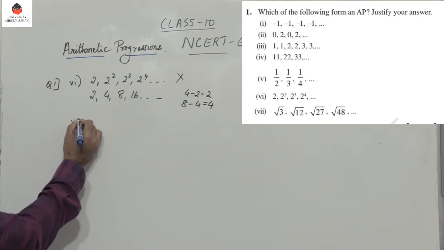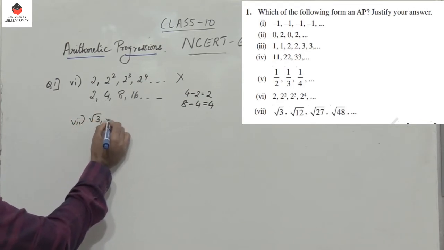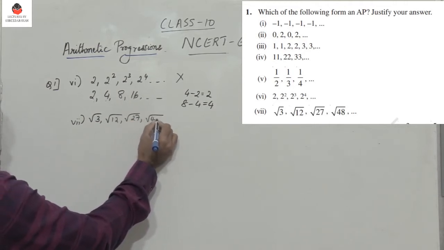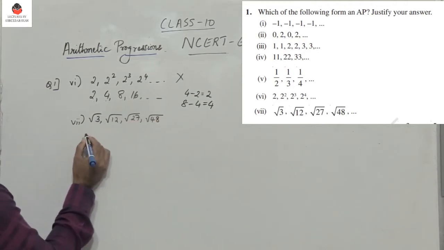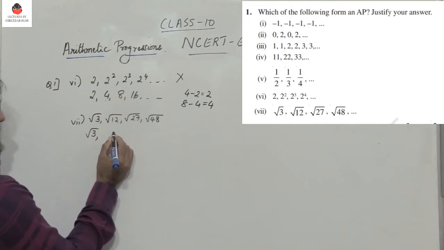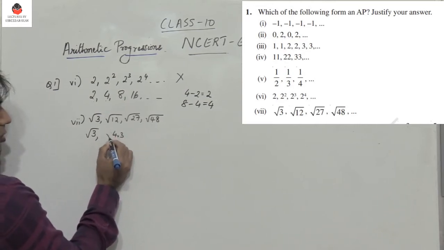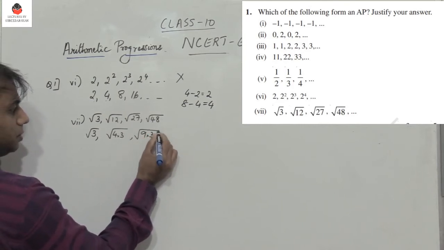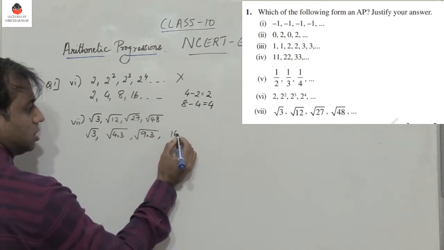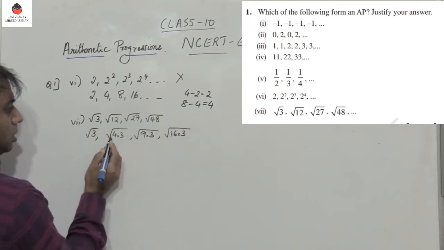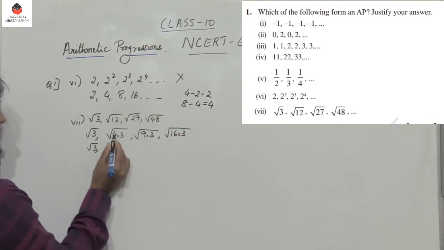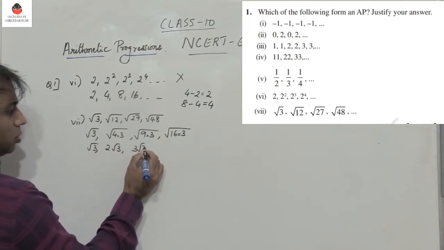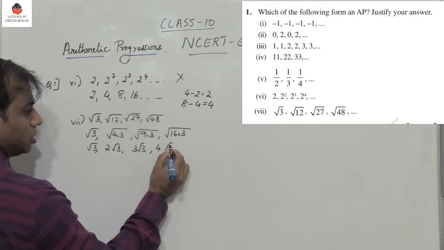Next, seventh one, root 3, root 12, root 27, root 48. This can be written as root 3, then 4 into 3 the whole root, 9 into 3, and the next one as 16 into 3. So you get root 3, then taking 4 outside the root you get 2 root 3, then 3 root 3, and then 4 root 3.